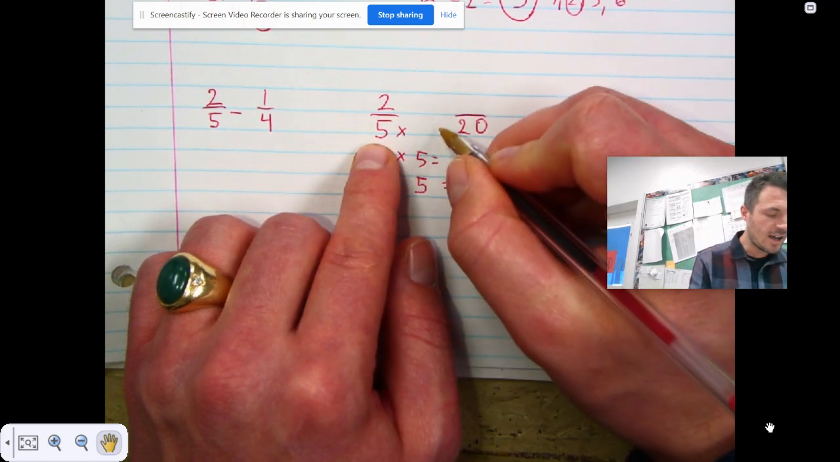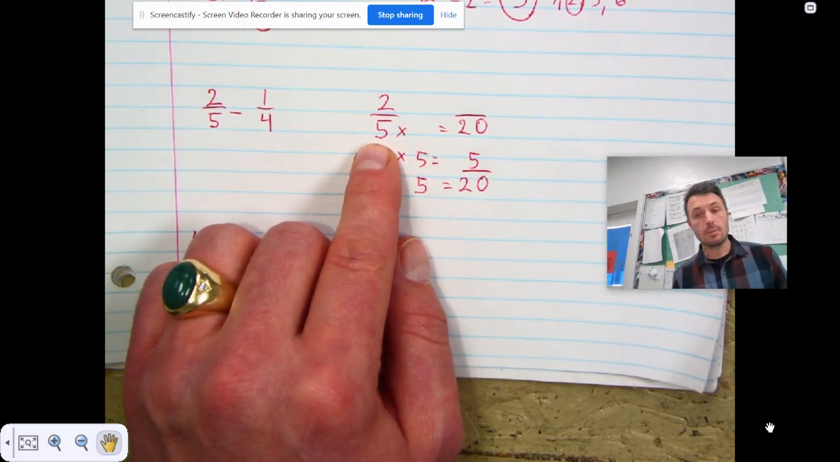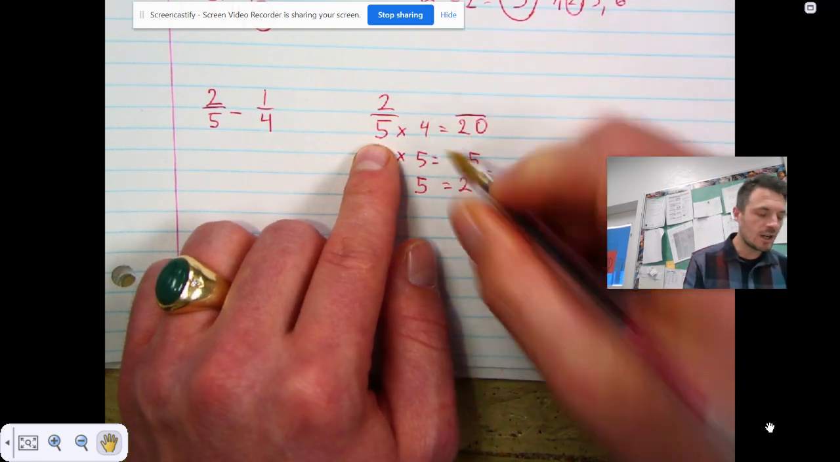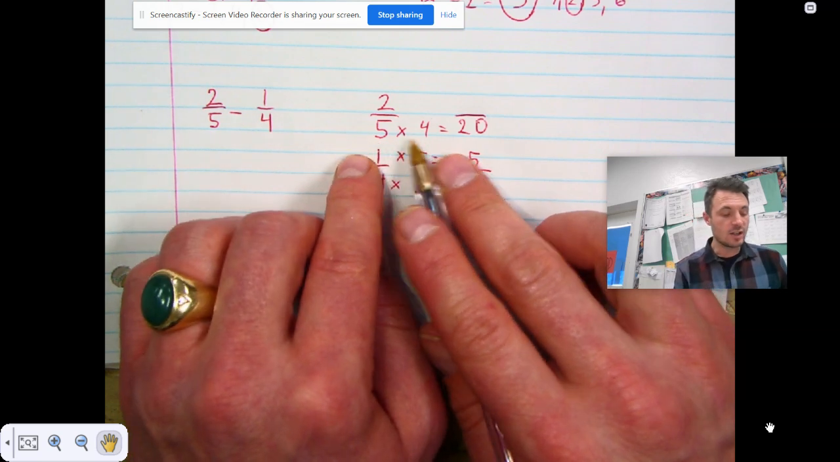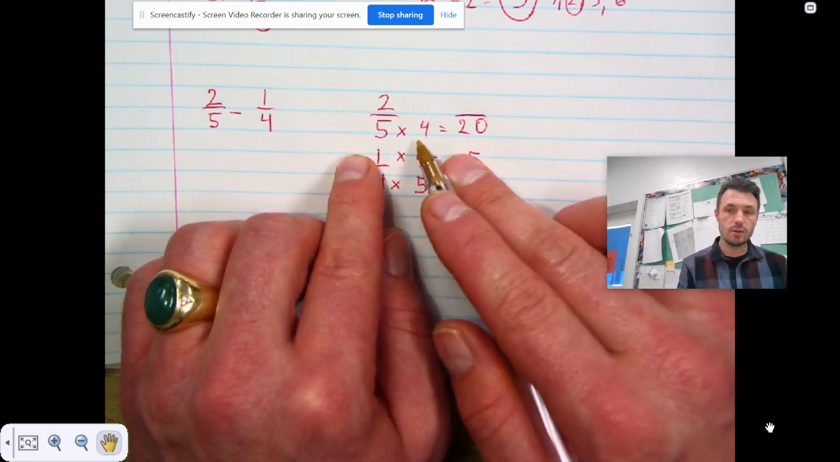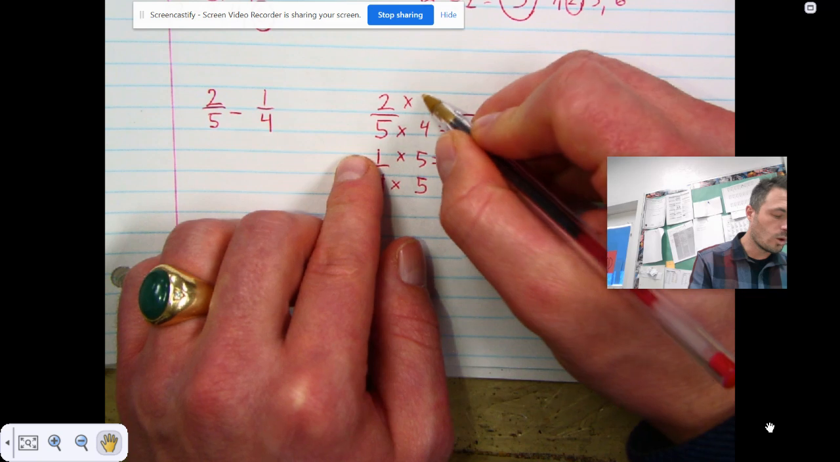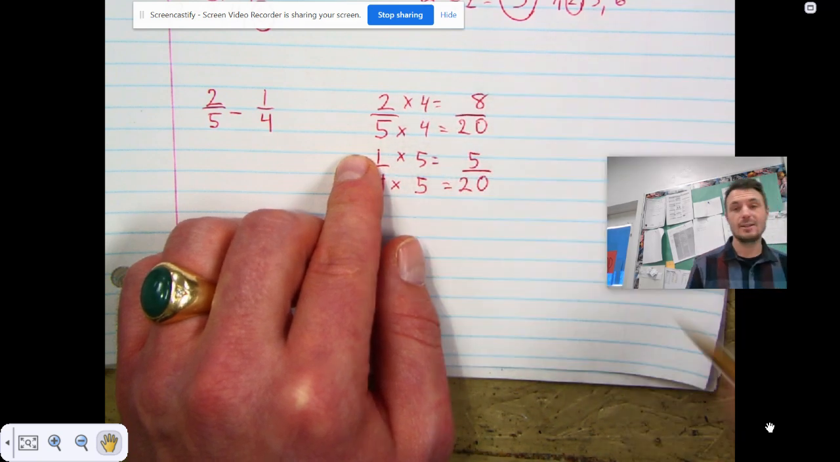What times 5 equals 20? 5 times 4 equals 20. And again, if you have a hard time figuring out what number goes right there, use your times table chart. 5 times 4 equals 20. Whatever we do to the bottom, we do to the top. 2 times 4 equals 8.